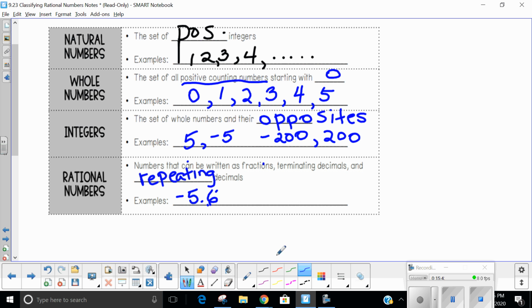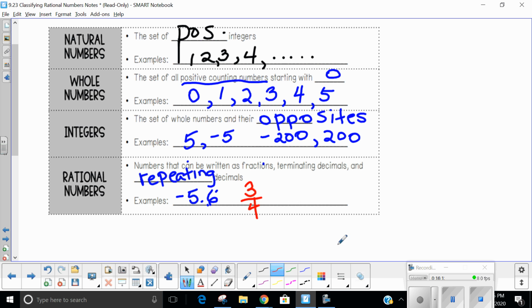So another example would be, let's actually look at a fraction. We have 3/4. So we have a fraction, and we know that fractions belong to the rational numbers. Okay, a fraction is not a whole number, so it's not going to fall under this category or this category. So that means it's got to be in the larger group of rational numbers.